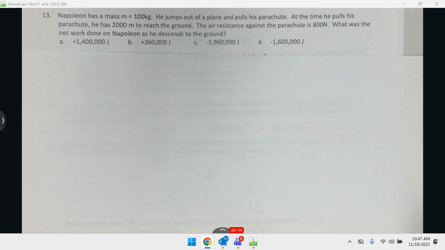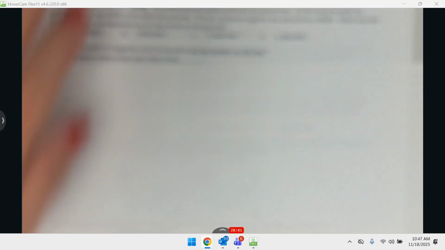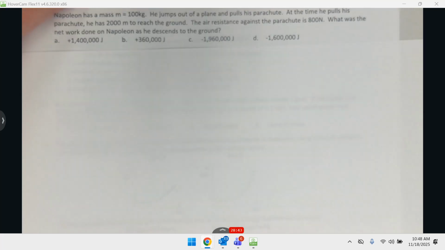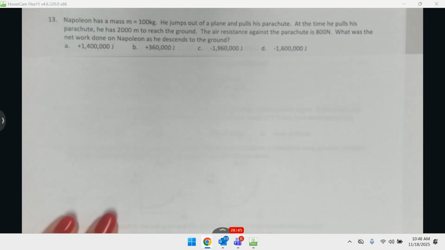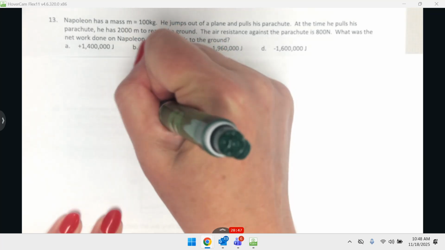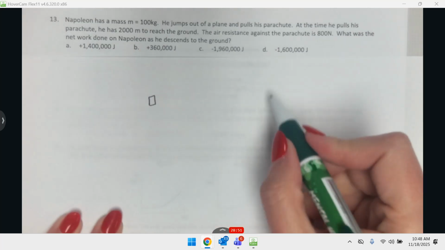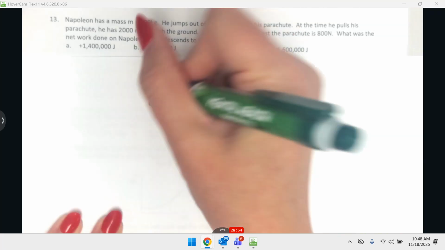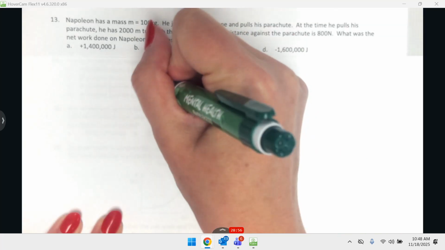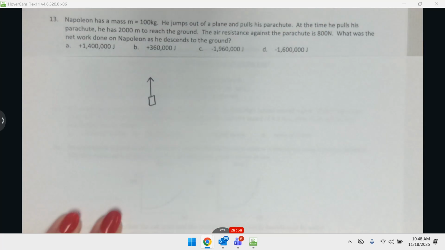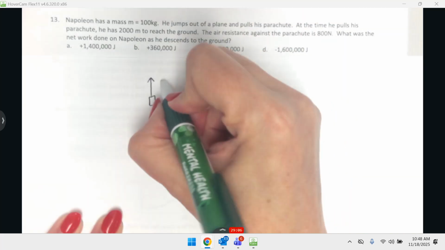All right, sorry, it's out of focus. Go back. So if this is Napoleon, then the forces acting on him, it tells me that the parachute, the air resistance, if he's falling, air resistance is up. It's very similar to friction, except it's with air molecules instead of a surface. It's always opposite the direction of motion. He's falling, air resistance will be up, and it is 800 newtons.